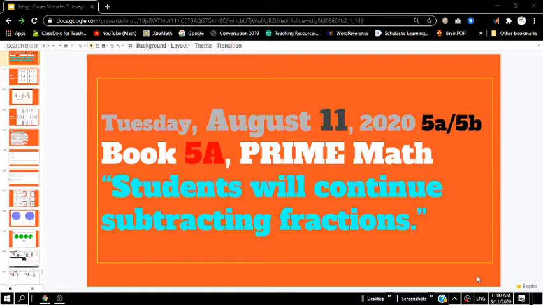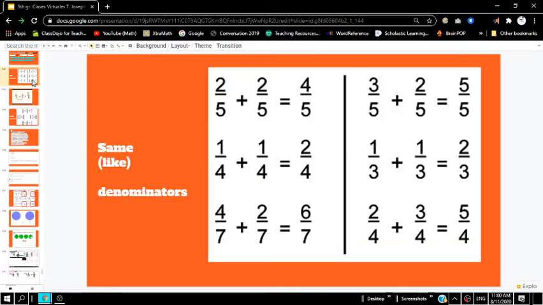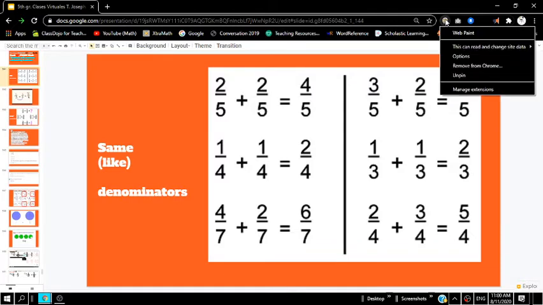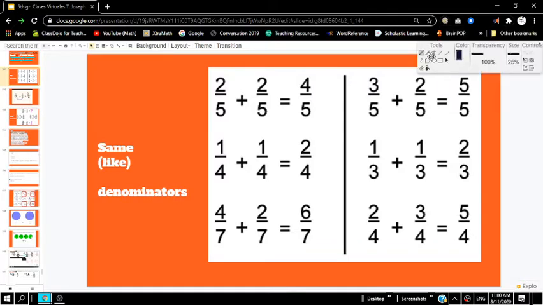Today we're going to continue subtracting fractions. So, let's get started. In last time's class, boys and girls, we were just understanding that when you subtract fractions, it's basically the same concept as when you're adding fractions. If you don't understand how to add fractions, make sure you take a look at some of the other videos that we've done and check that out.